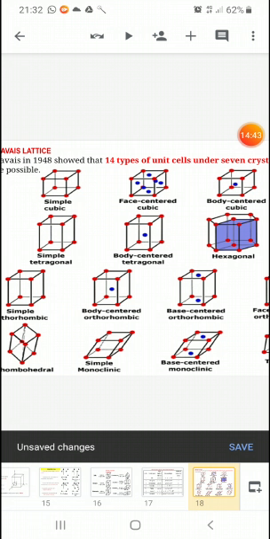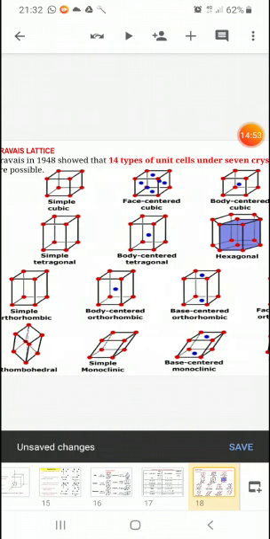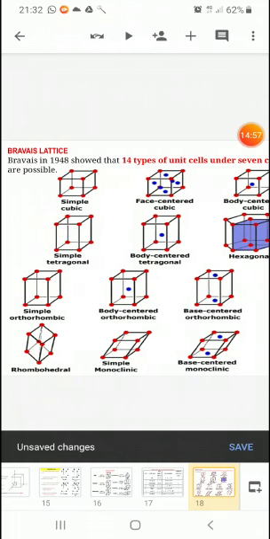Now, in simple cubic structure, the basic system is cubic system where a equals b equals c and alpha equals beta equals gamma equals 90 degree. Examples are Fe, Ag and Cu.